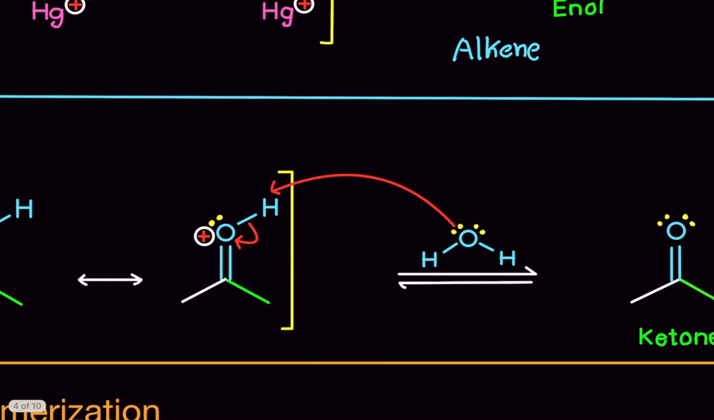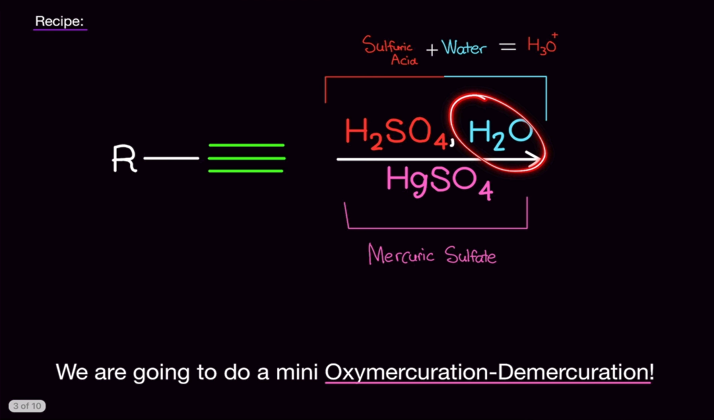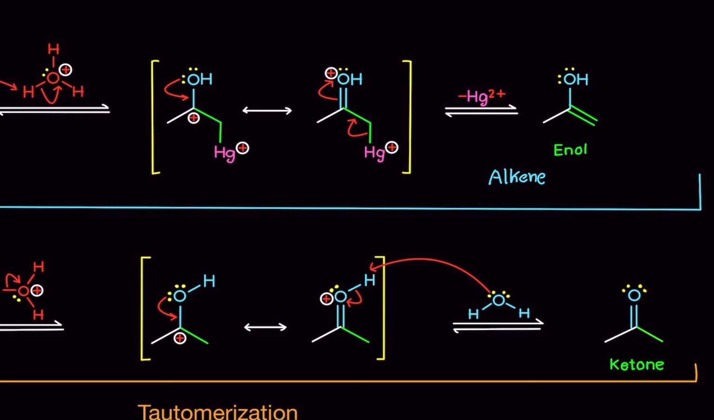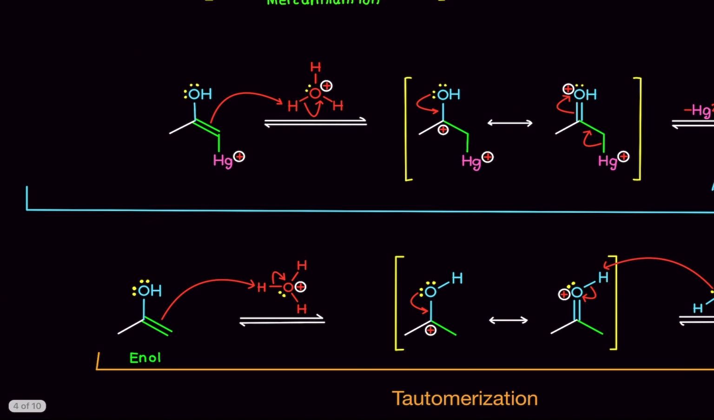Now, how the hydrogen leaves is due to water. Water's going to steal it, because we still have water in the beaker. It still exists. Now, the reason, I should say, okay, let me go back. The reason water exists is because we made water here.